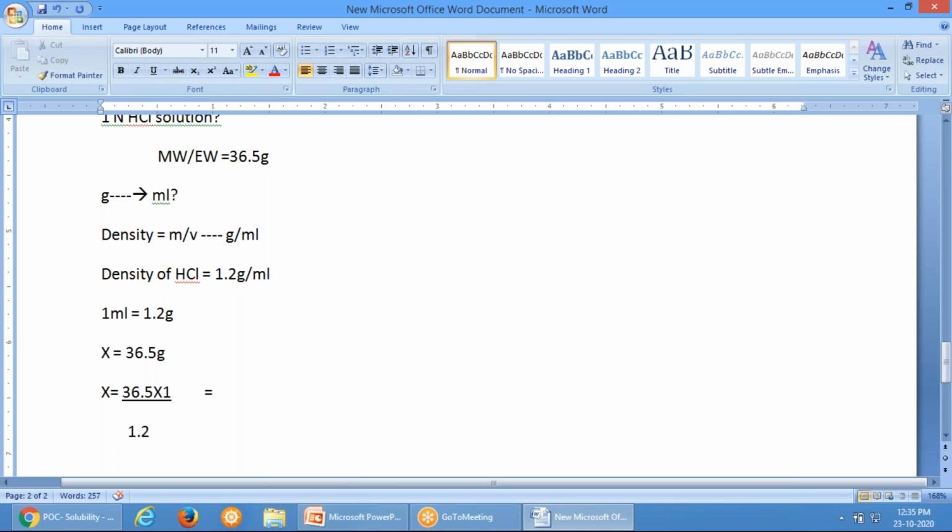36.5 divided by 1.2 is how much? 30.4166. So it is rounded off to 30.42. So this is in ml. So if you want to take 36.5 grams of HCl, how much you need to take? 30.42 ml.